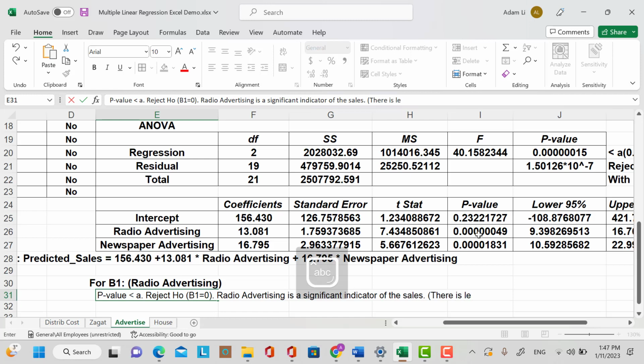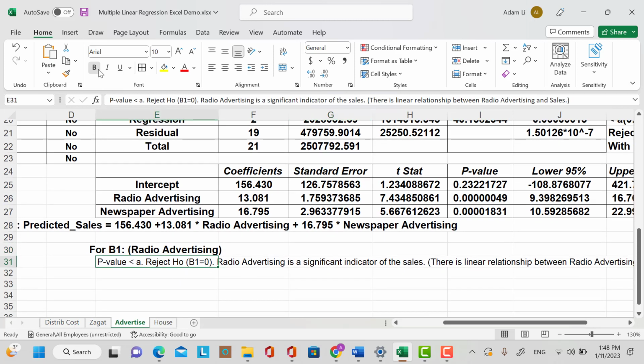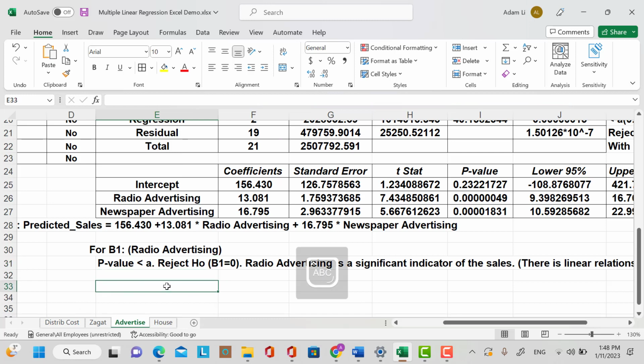between radio advertising and the sales. Whichever you prefer to express your conclusion, it's equally good. And we're going to take a look at beta 2, same thing for beta 2.